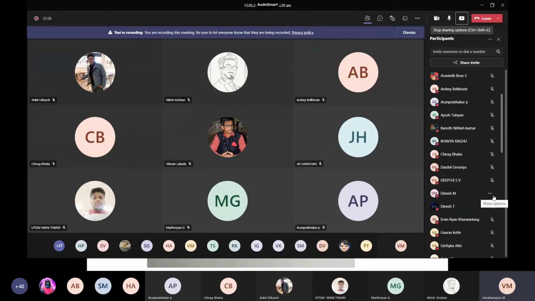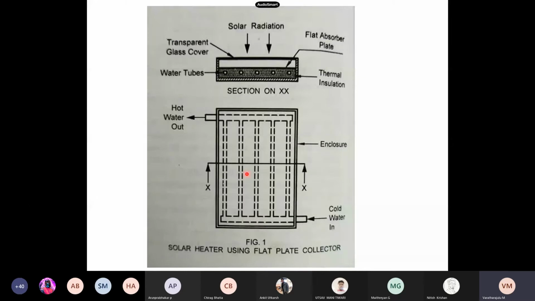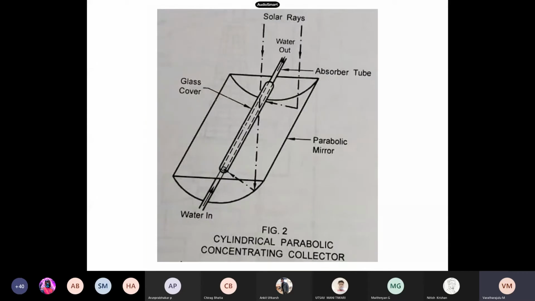Again, we'll talk about the second title, the parabolic concentrated collector, a medium temperature system. The picture details the parabolic concentrated collector, which is a reflecting type. The reflecting surface is a cylindrical parabolic mirror. The sun rays strike the parabolic mirror, and they are reflected onto its focal point.